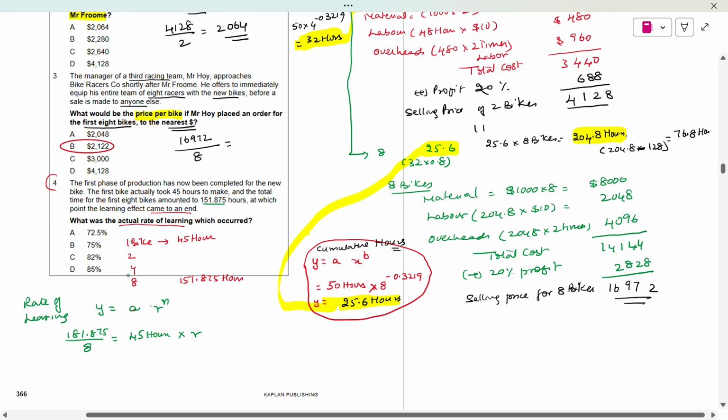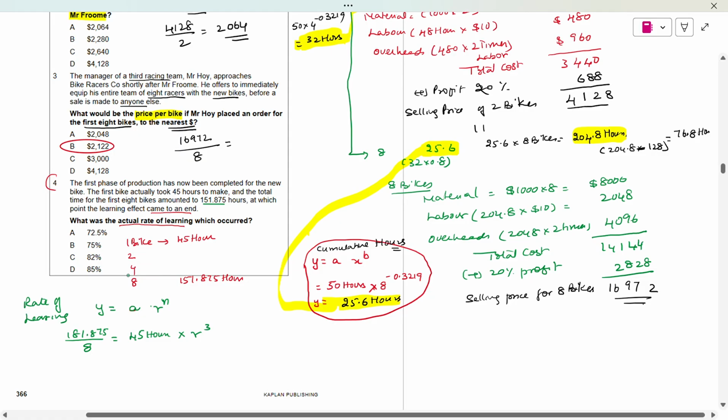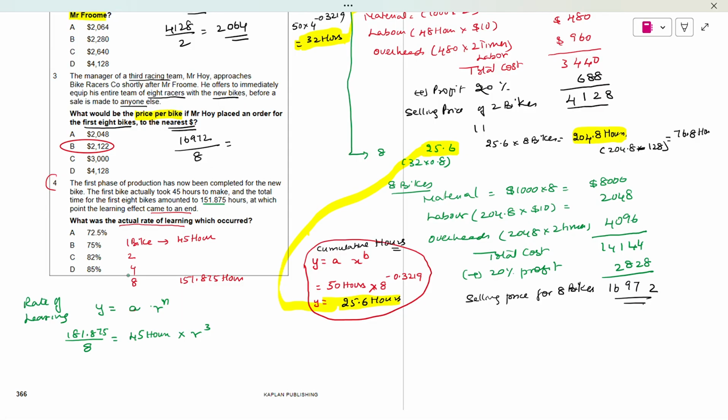But what is the multiplier there? Doubling effect is how much? 3. Okay, 8 means doubling effect: 1 plus 1, 2 plus 2, 4 plus 4. 3 times doubling effect. It comes to how much?